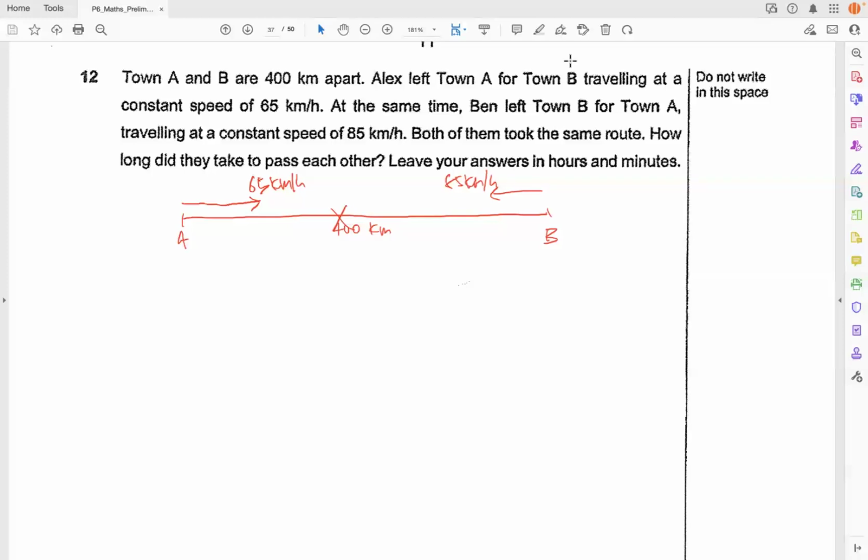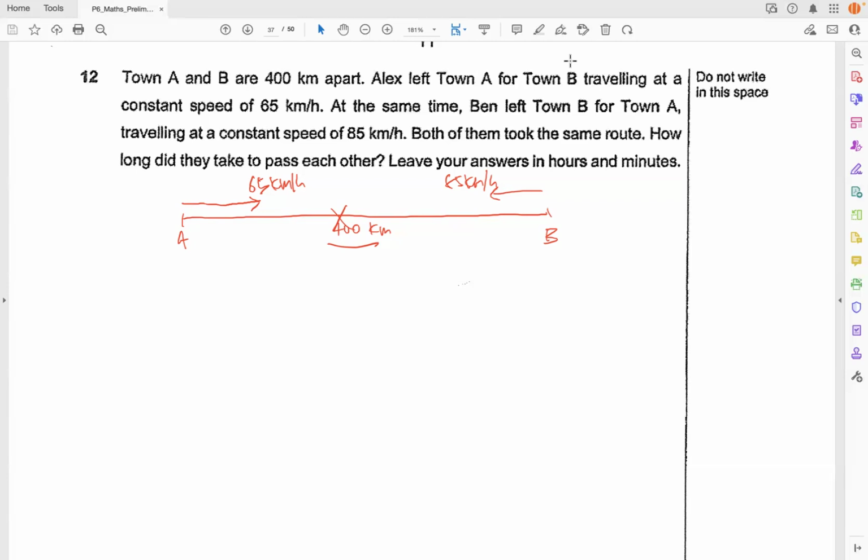Now, for them to pass each other or to meet each other, the total distance both of them have to travel has to be 400 kilometers. It cannot be less. If their total distance is less than 400 kilometers, they don't meet. They're still far apart from each other. If it's more than 400 kilometers, it means they passed each other but overshot. But the question is, how long did they take to pass each other? Means at the point where they meet. Okay, so the total distance traveled must be 400 kilometers for them to meet or pass each other.